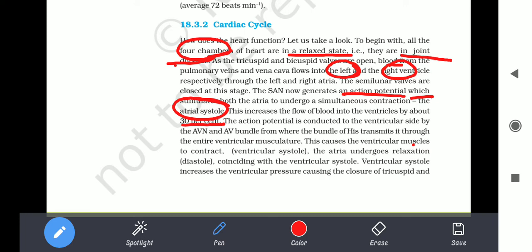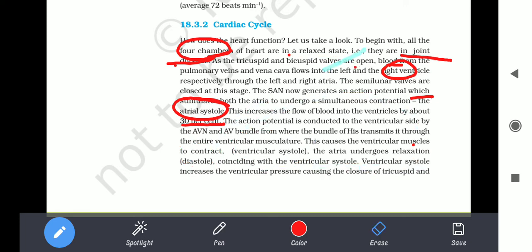The action potential is conducted to the ventricular side by the AVN and AV bundle, from where the bundle of His transmits it to the entire ventricular musculature, and this causes the ventricular muscle to contract, and hence it is called ventricular systole, because here the ventricle is contracting. The atria undergo relaxation when the ventricle is in contraction. So the atria going into relaxation is called atrial diastole, and then ventricular systole increases the ventricular pressure, causing the closure of the tricuspid valve.